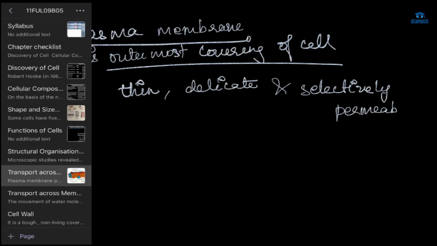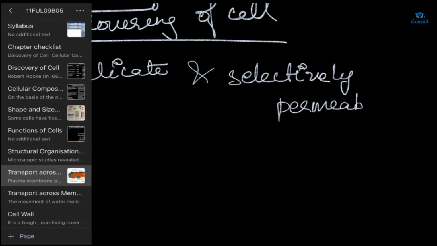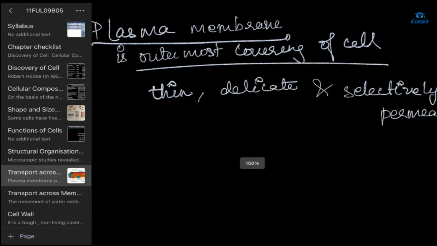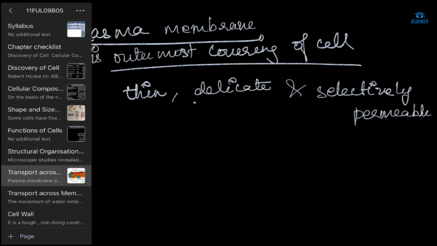Ma'am, when you say selectively permeable, do you mean semi-permeable? Like only some of the small particles can pass through it. Yeah, some of them can pass through, and some of them require a special transport system to pass through. Delicate means it is soft. It is thin, delicate, and selectively permeable.